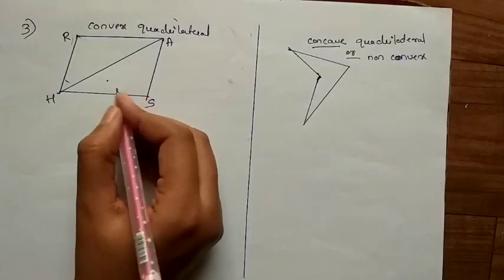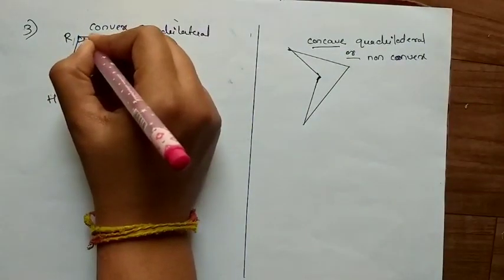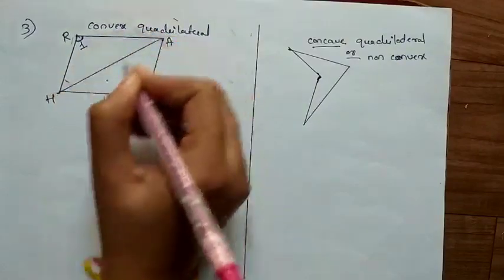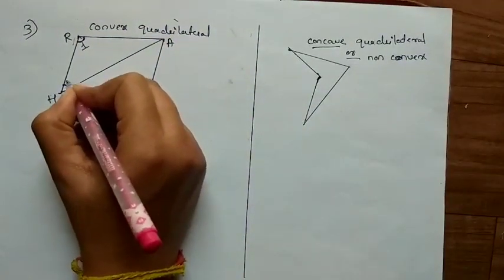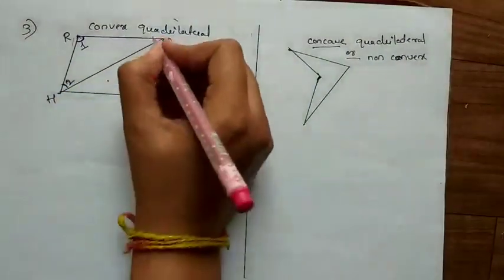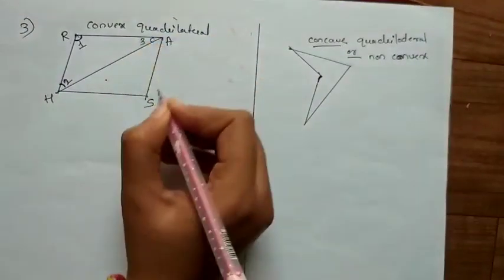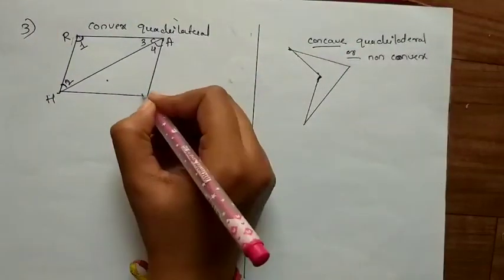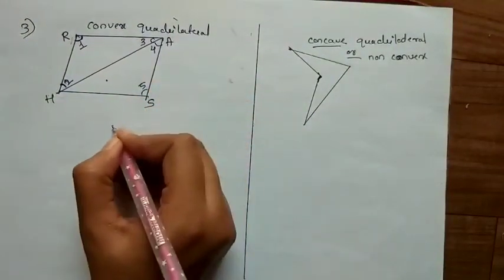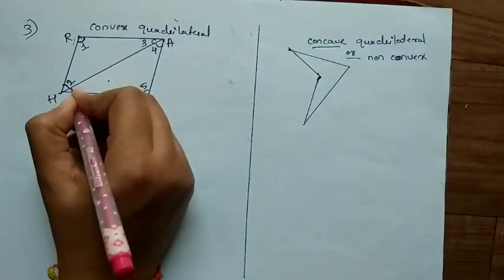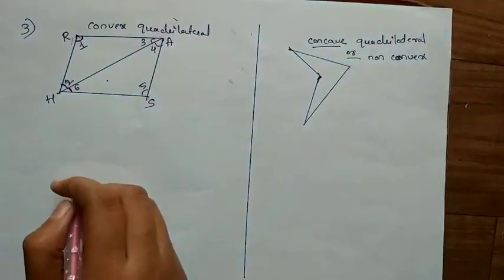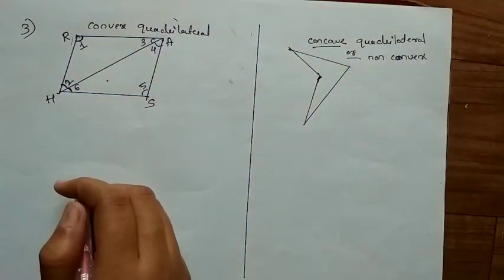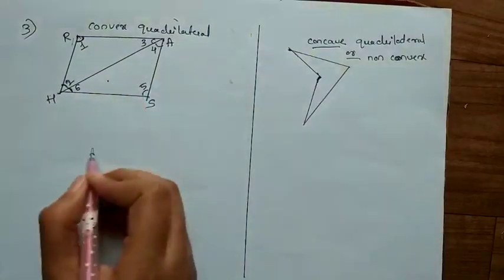So let's give the angle names. Give this the name angle 1, this as angle 2, and this as angle 3. Here angle 4, angle 5, and this is angle 6. First we have to give the angle names.